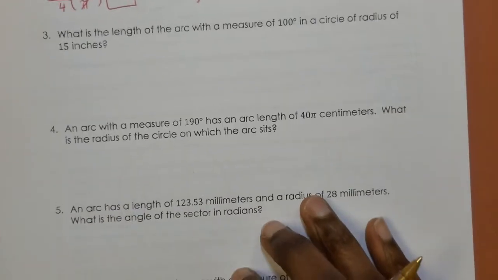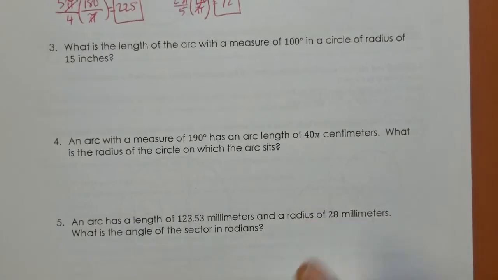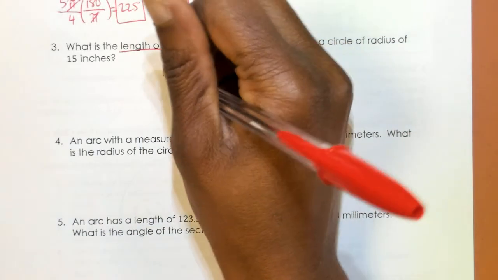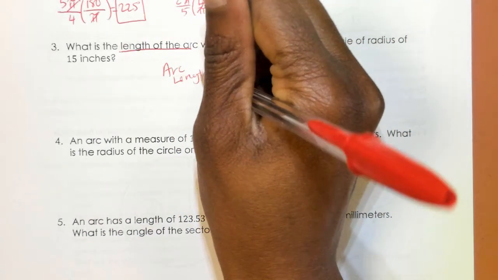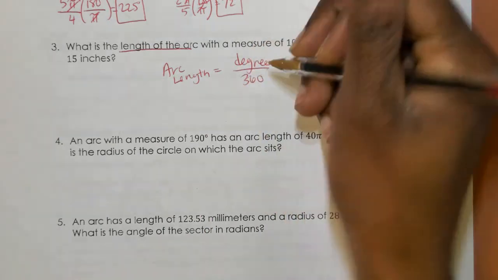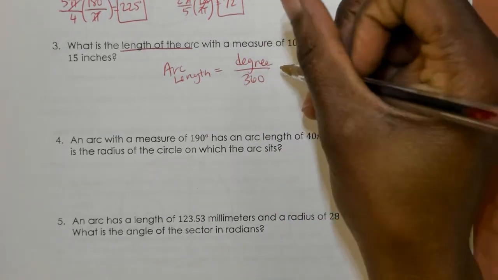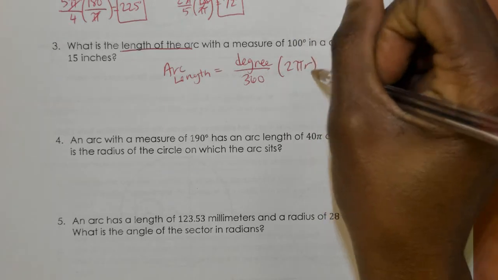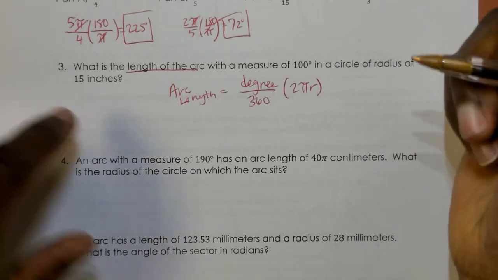Okay, then 3 through the end is just kind of a quick review of arc length. So remember arc length, and you do have to memorize this formula, is really the percentage of the circle. To get the percentage, you take the degree over 360 and times it by the length of the circle, which is the circumference, 2 pi r.